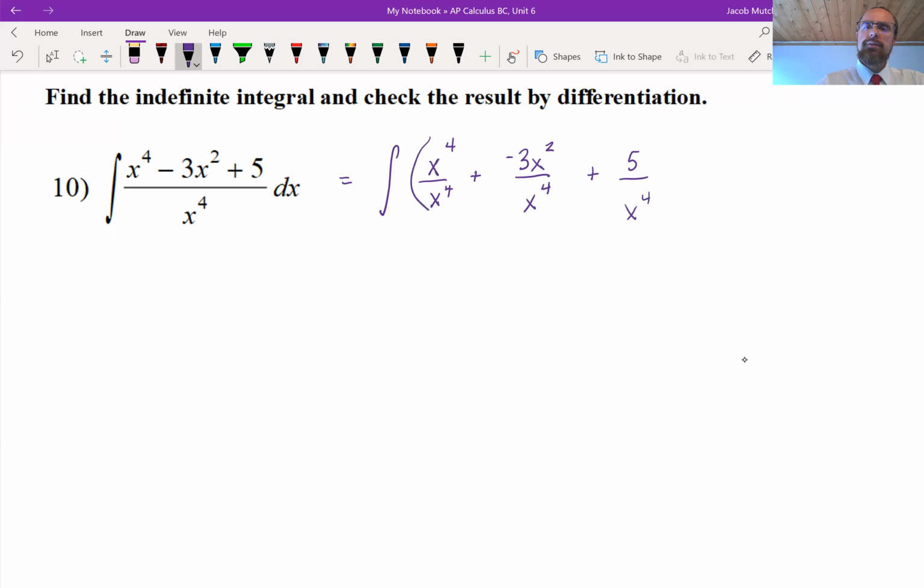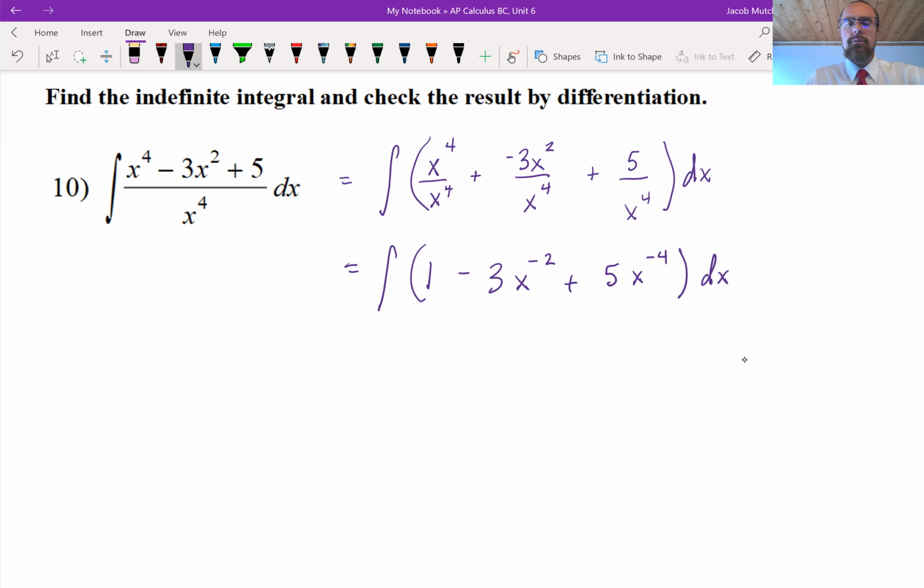And then what I'll do is simplify each of those fractions. So this is going to be equivalent to the integration of 1 minus 3. In fact, I want to write it as a negative power: minus 3x to the power of negative 2 plus 5x to the power of negative 4. And the advantage of writing it in that format is it now is basically a polynomial. So as I go to integrate, the 1 is going to become an x.